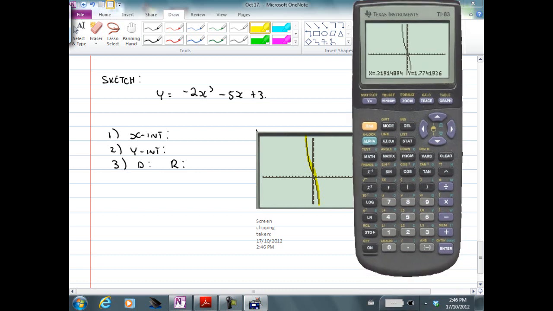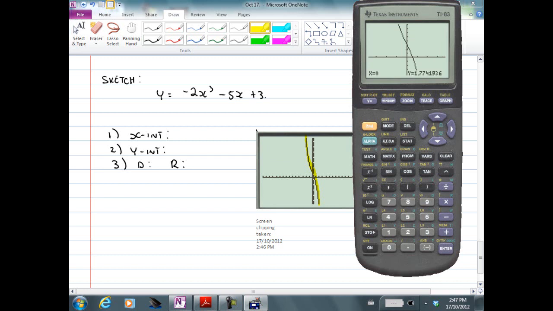This is called the zoom function. Find the zoom key. There's a zoom button. Hit zoom. It's going to ask what I want. I want zoom in. Hit enter. Now it's going to ask where you want to zoom, so move the cursor to the spot where you want to zoom. I want to zoom in right about where it crosses the x. Hit enter. And look what happens. Now you can see a lot more clearly.